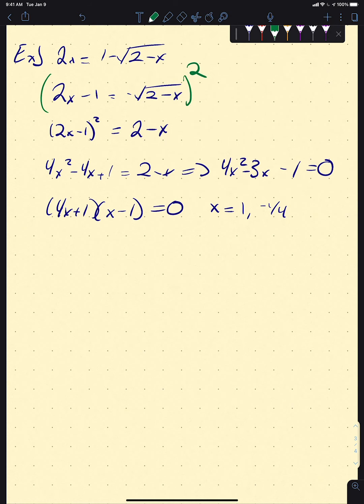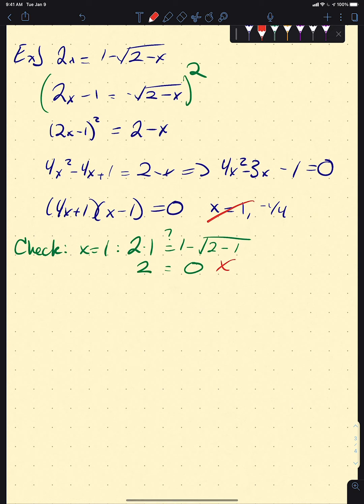Let's try x equals 1 first, right? We always want to check our solutions. For x equals 1, it looks like we have 2 times 1. Maybe it's equal, maybe it's not. We'll see. 1 minus the square root of 2 minus 1. So this side is going to be 0, and this side is 2. Not the case, and this one fails.